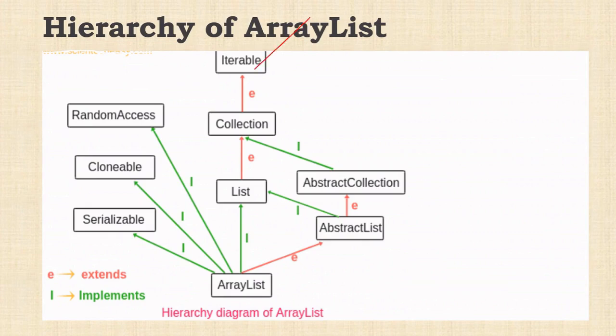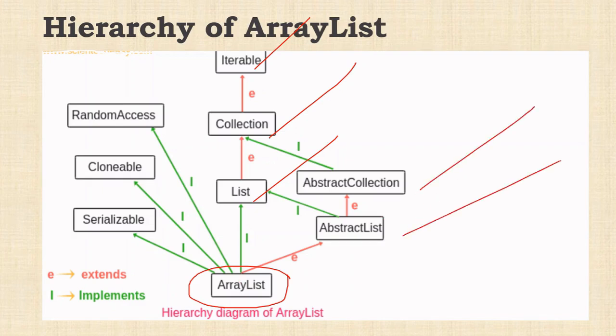Just now we saw Iterable is the root interface, and Collection implements this root interface. List is also an interface which implements the Collection interface. We are going to concentrate on ArrayList, which implements the List interface. These are the classes: AbstractCollection and AbstractList. ArrayList extends AbstractList as well as AbstractCollection. ArrayList also implements these interfaces: RandomAccess, Cloneable, and Serializable. So this is the hierarchy of ArrayList.